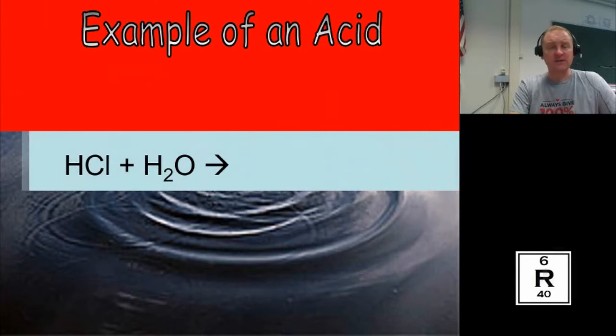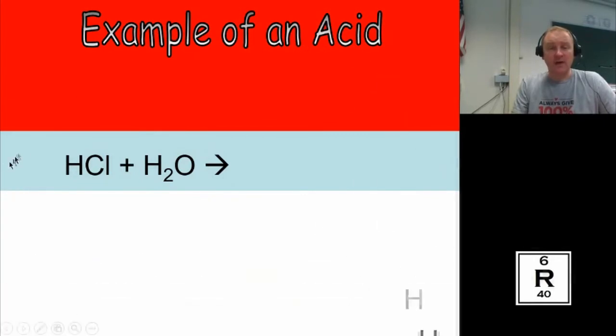We have HCl and water. So we have HCl reacting with water, and when HCl reacts with water, the hydrogen from the hydrogen chloride bonds with the water, making hydronium and chloride.